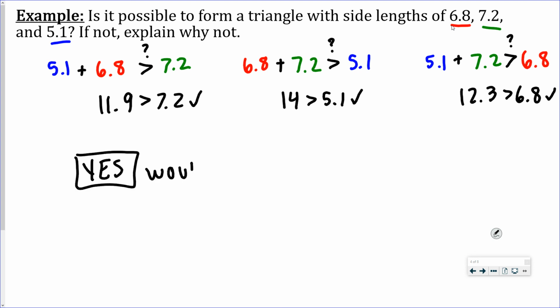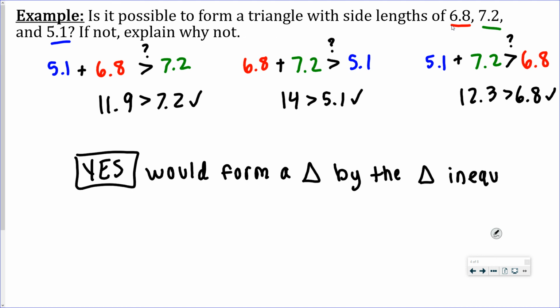So yes, it would form a triangle by the triangle inequality theorem, in case you were asked to state why. It does say explain why or why not by the triangle inequality theorem. Okay. Two down, four to go.